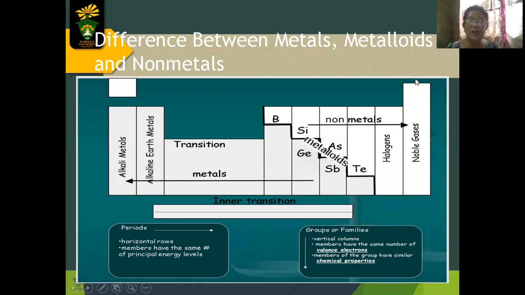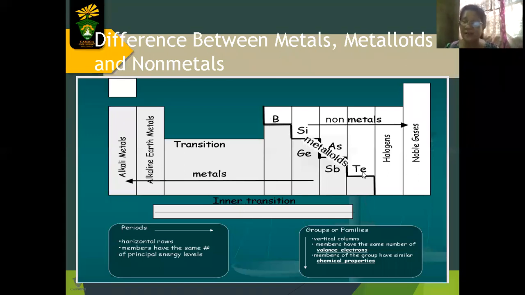If you look into the periodic table, the first row there, not row, the first group or first column here is classified as the alkali metals. We already know that these elements are classified into three: metals, metalloids, and non-metals. Where can we find them in the periodic table? This is the alkali metals, group 1, 1A. This is group 2A, the alkaline earth metals. Then this part here is the transition metals. This part below is the inner transition metals.